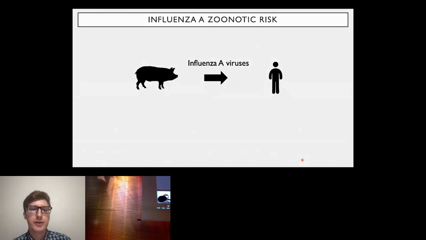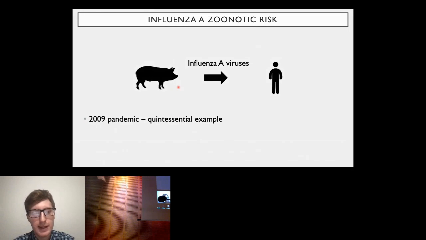So in our lab, we're interested in influenza A viruses and the interface between pigs and humans. Many of you might be familiar that influenza A viruses occasionally jump from pigs to humans, and also very often jump from humans to pigs. The most famous example of a swine to human transmission was the 2009 pandemic that probably all of you remember.